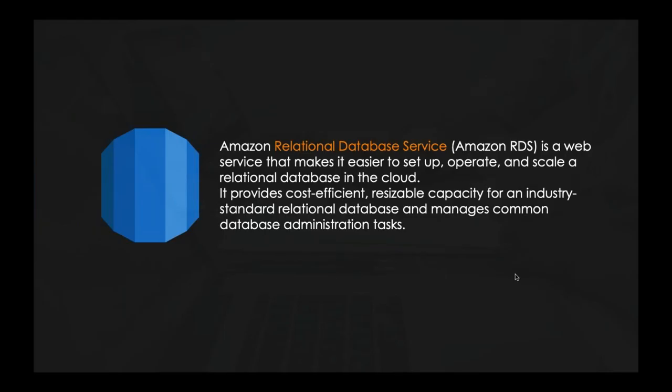In the same way that you access your database right now, you need to access that database. The only difference is that in your on-premise infrastructure, the database is installed and configured by you, whereas here on the cloud, this database is created and maintained by AWS. It provides cost-efficient, resizable capacity for an industry-standard relational database and manages common database administration tasks. What makes a database best on AWS is its cost-efficient technique and the resizable capacity. This is something that you cannot achieve on an on-premise infrastructure.